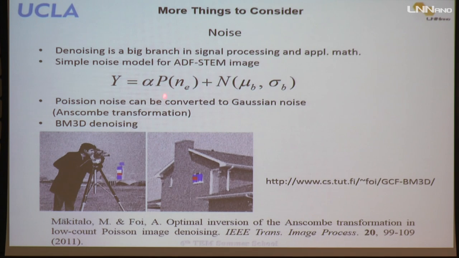The image has this NE, this one is the true signal. This should be the number of electrons in the ADF detector. But you have Poisson noise because this is electron counting. You have shot noise and some multiplicative factor, like amplification from the detector, and Gaussian background noise. This is the simplest model you can imagine. Using this simple model, you can run different denoising techniques to make your reconstruction better.